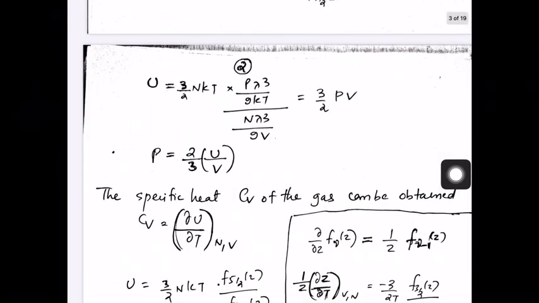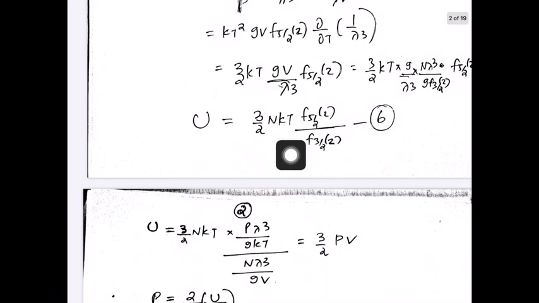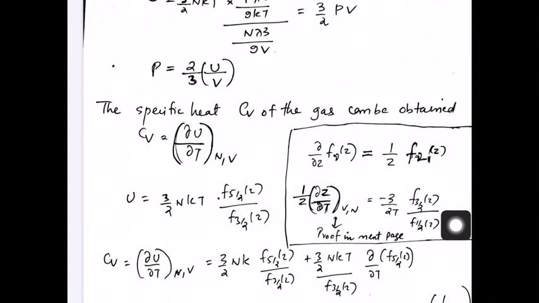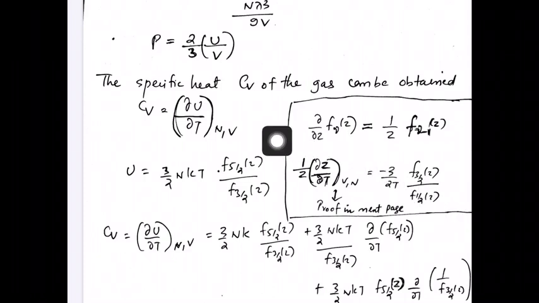Now that is our mean energy, or energy of the system, and we had this relation: pressure equals 2/3 of the energy density, which is a standard result. Now we are going to calculate the specific heat CV of the gas, that is obtained by CV equals ∂U/∂T, where the number of particles and volume are constant.